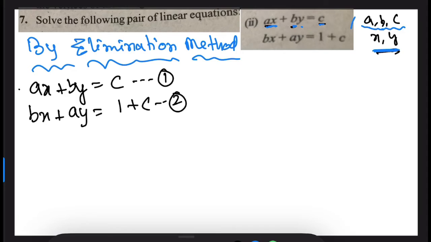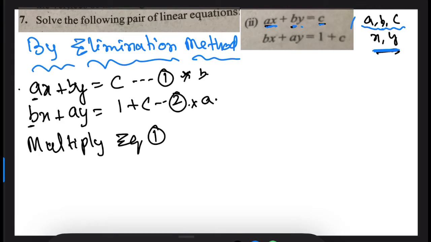Now let's eliminate x. What is the coefficient of x in the second equation? That is b, so you multiply the first equation with b. And what is the coefficient of x in the first equation? That is a, so you multiply the second equation with a. Let's do it. Let us write: multiply equation 1 by b and equation 2 by a.